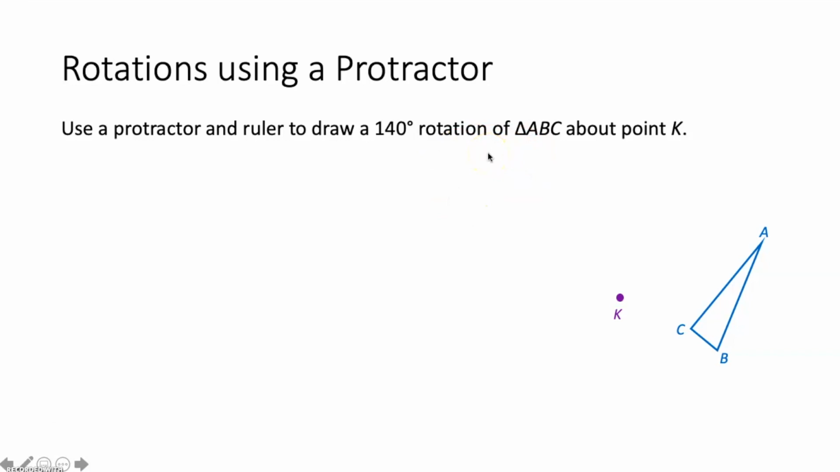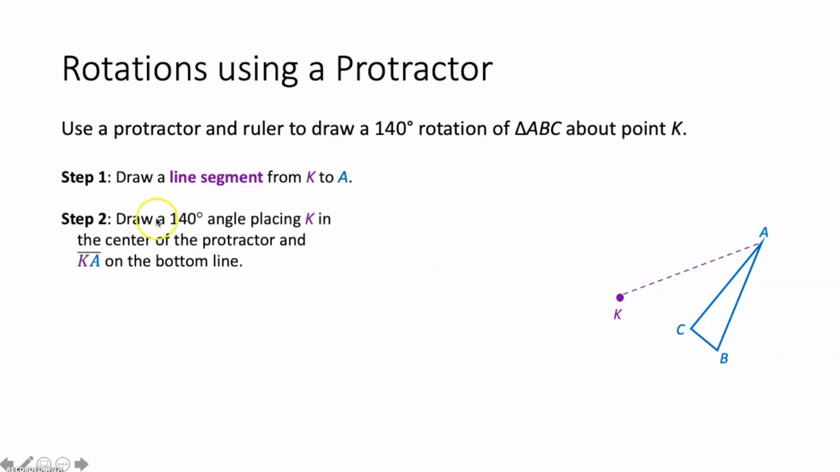So this is a good way to double check your work. Our 140-degree rotation of triangle ABC should end up somewhere right here. Well, let's see. First, we are going to draw a line segment connecting K to A. So we're going to rotate point A first. That means we need to draw a line segment connecting point K and A.